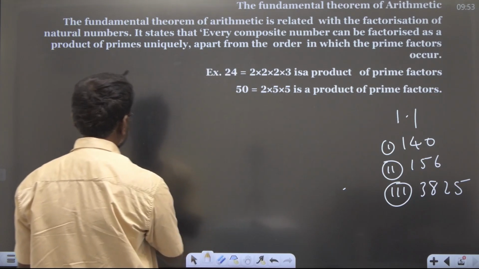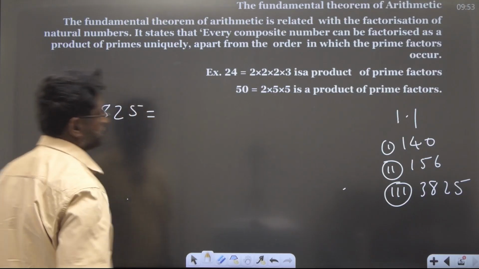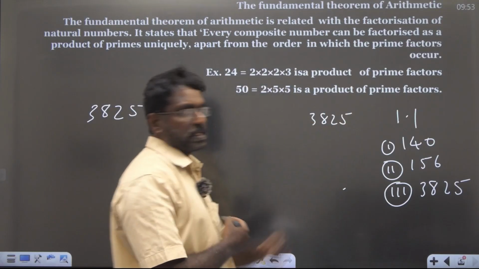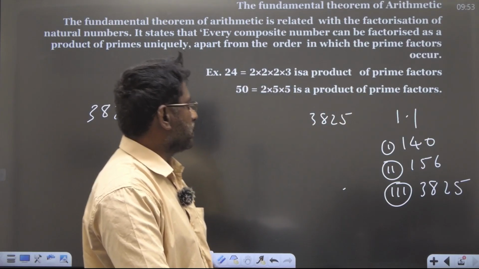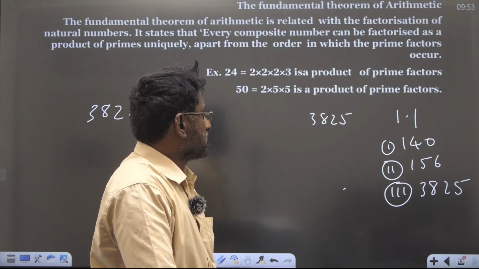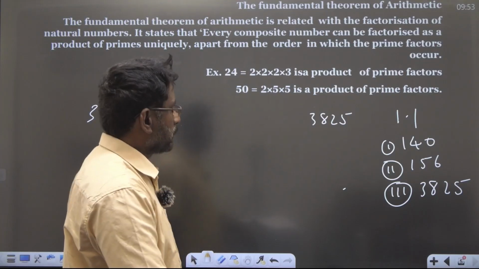Try the next number. What is the next number? 3825. Since it is an odd number, we can't divide by 2, so there is no use checking with 2. So take the next number, 3.